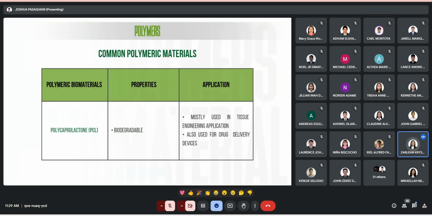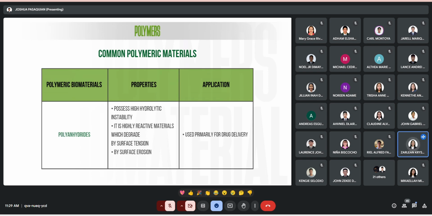The next one is the polycaprolactone or PCL. From the class of synthetic biopolymers, polycaprolactone is an integral polymer with a hydrophobic linear and semi-crystalline nature, exhibiting wide application in tissue engineering as well as drug delivery. Next slide.